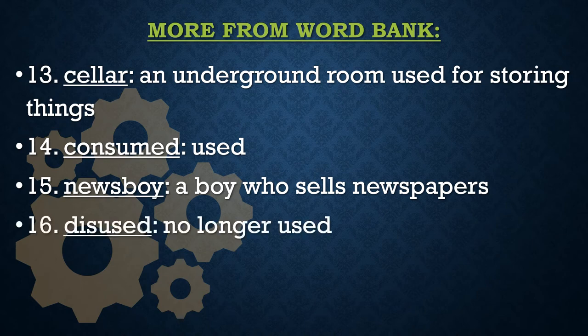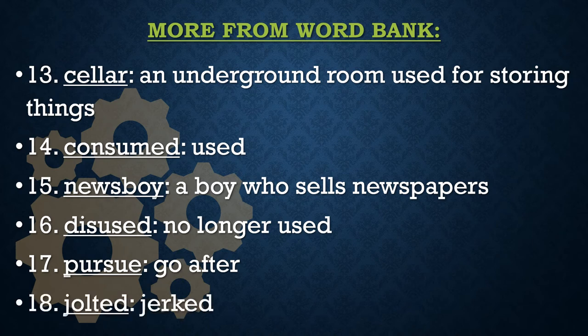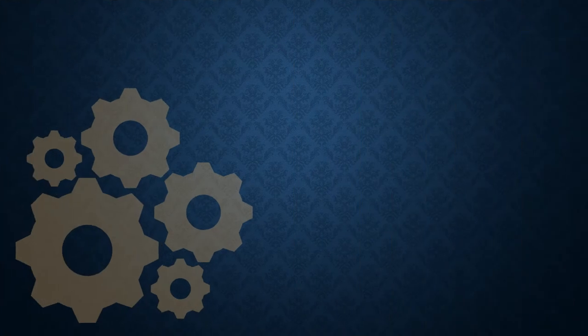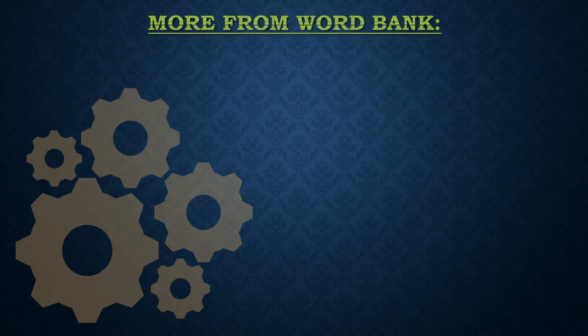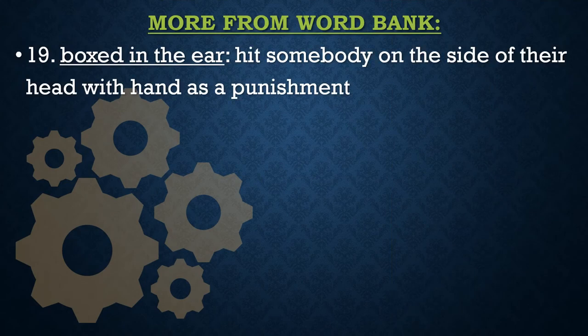Number 16 is disused, which means no longer used. Number 17 is pursue, which means to go after. Number 18 is jolted, which means jerked. Number 19 is boxed in the ear. Here it means hit somebody on the side of their head with hand as a punishment.